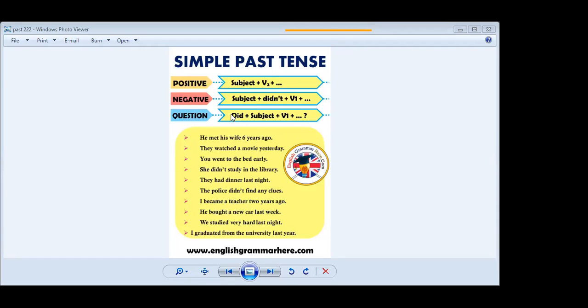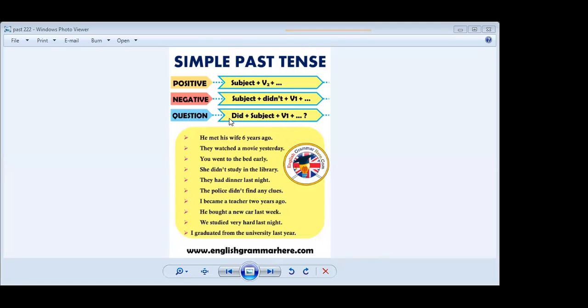So, how to use the simple past to make an interrogative question? Look here, we have what? We have did in the beginning, then the subject, and then verb 1, okay? So here we have did, subject and verb 1. So look, here also we use verb 1. Here also, why? Because we have did, okay?